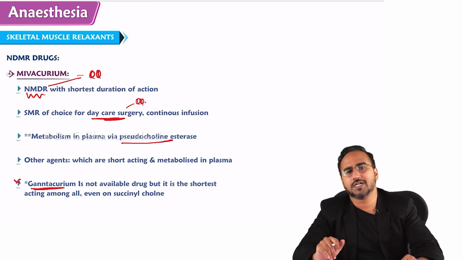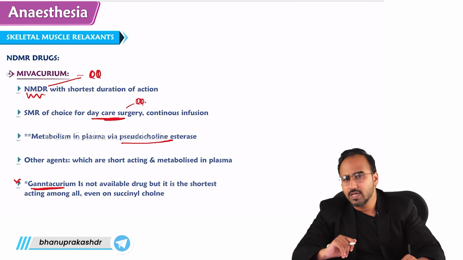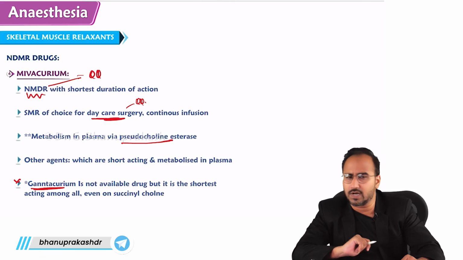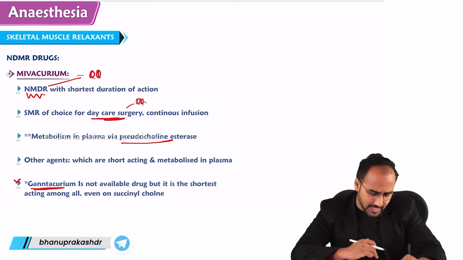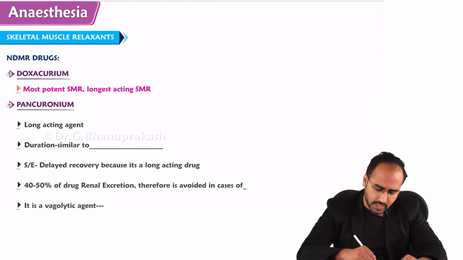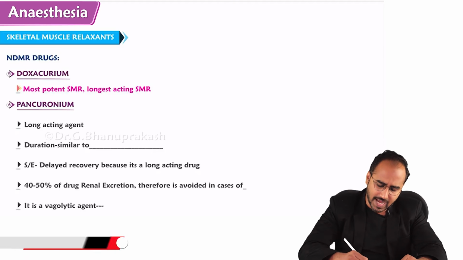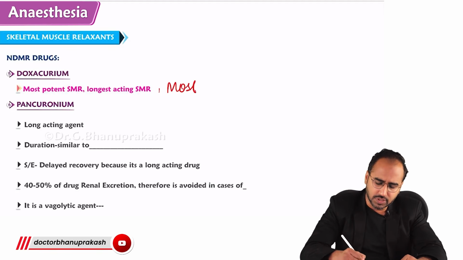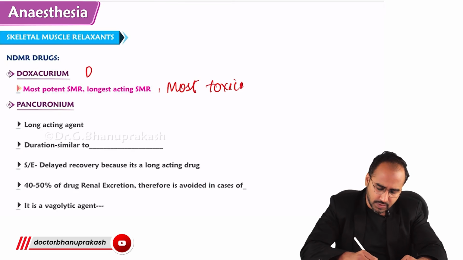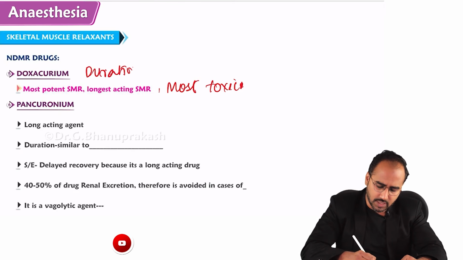The other group of surgeons, they came with the query of what? We want a long-acting muscle relaxant. That was the query. The next longest-acting non-depolarizing muscle relaxant was Doxacurium. It is the most potent, the longest, as well as the most toxic muscle relaxant. The duration of Doxacurium is how much, guys?